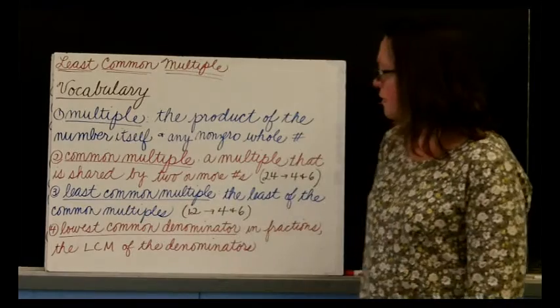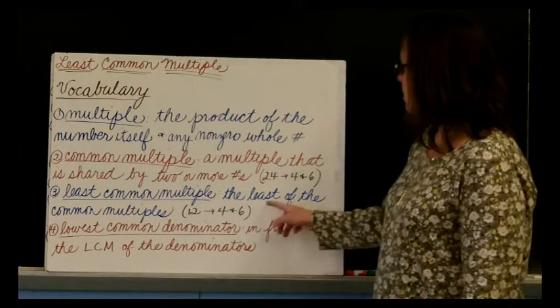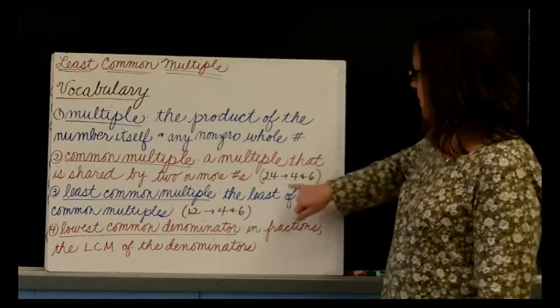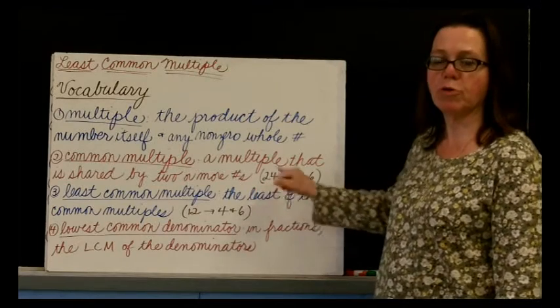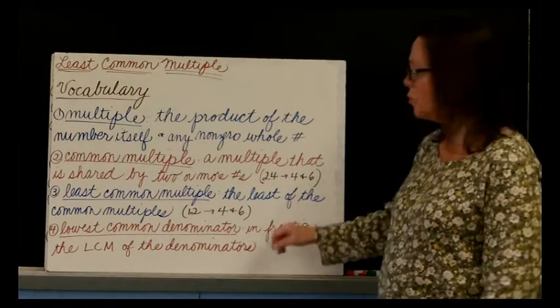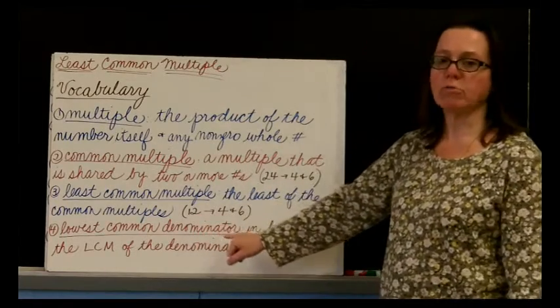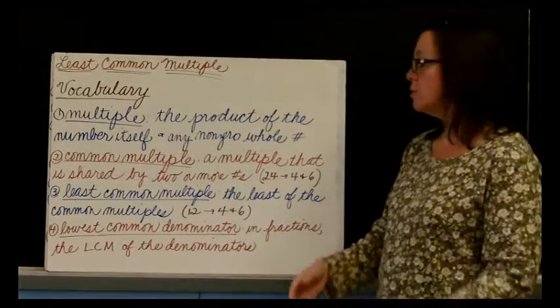Our third term is least common multiple, and it is exactly what it sounds like, the least of the common multiples. So just a second ago when I said that the number 24 is a multiple of both 4 and 6, and that's true, 12 is the least common multiple. It means of all the multiples of 4 and 6, 12 is the lowest.